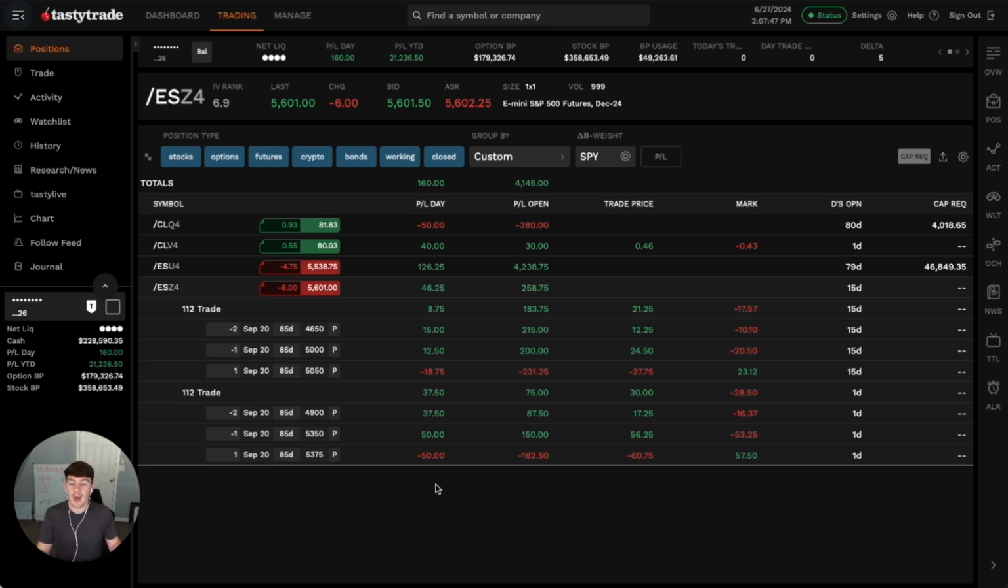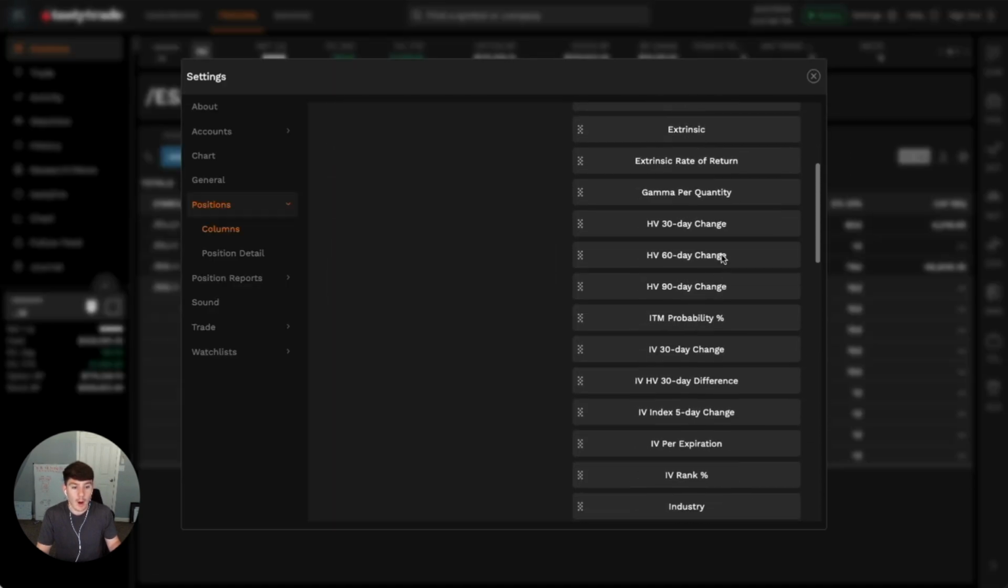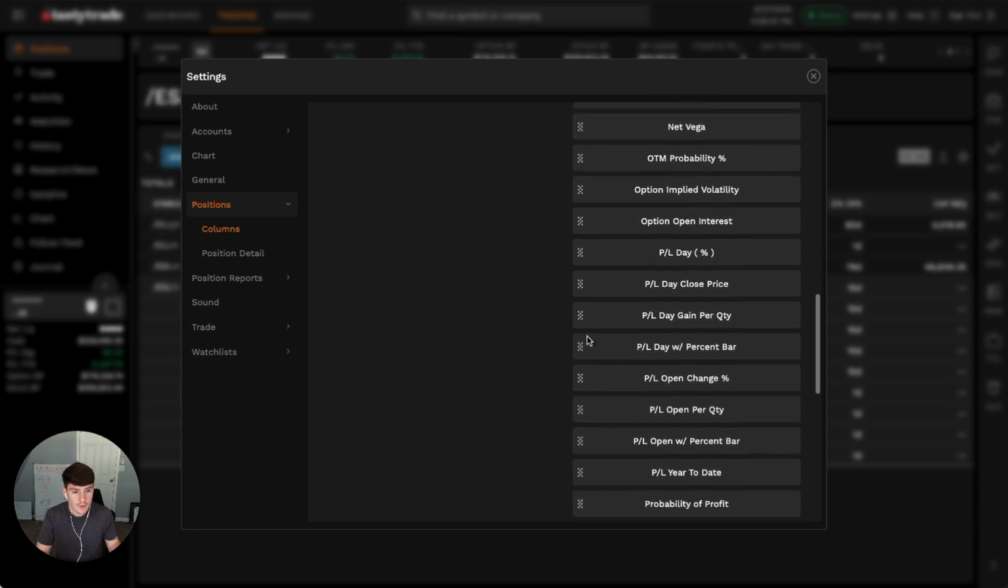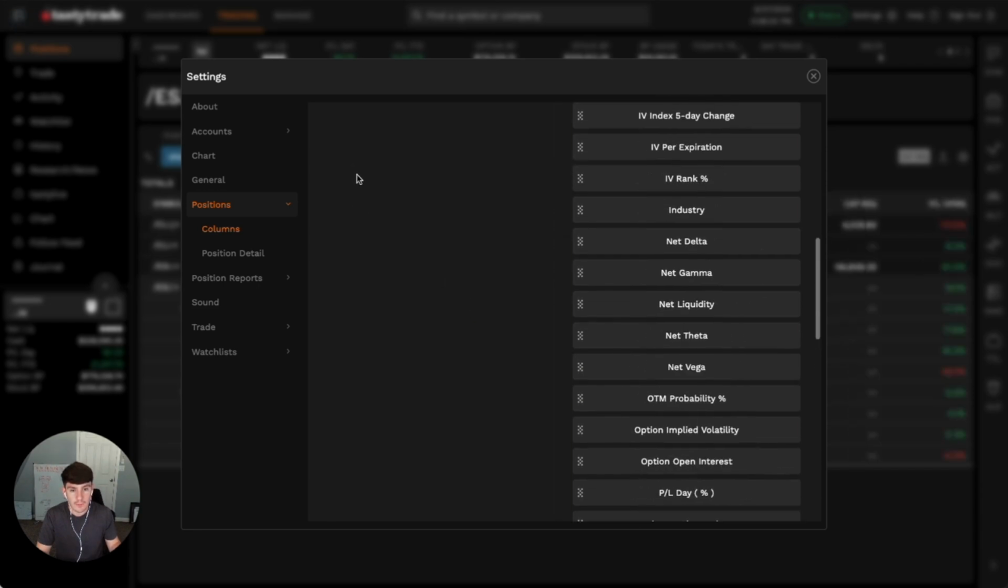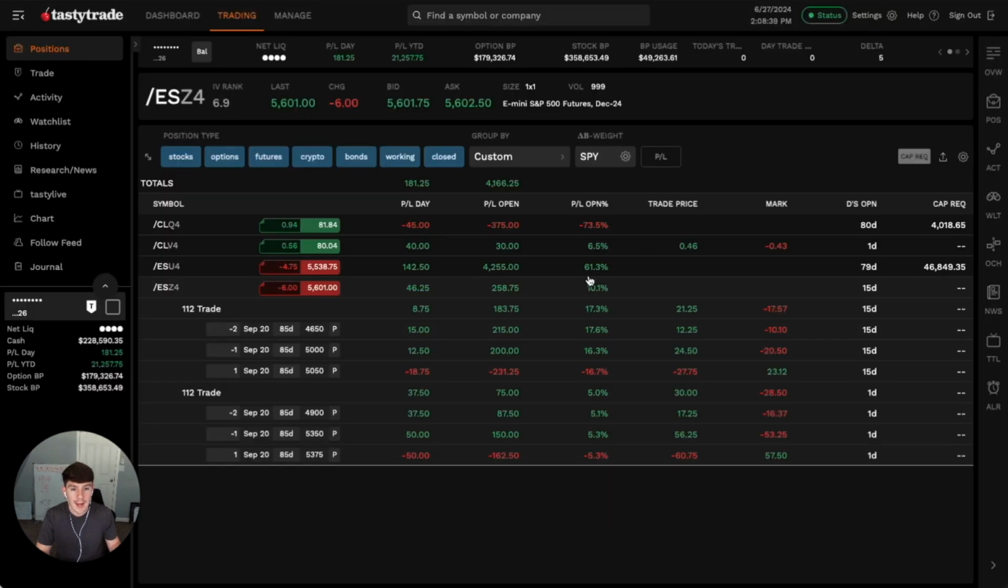Why do we want to do that? Well, first off, it's visually just easier to see. Also, it tells us what our profit and loss is on this. And not only that, but if we come in here to the settings, we can also see our profit and loss percentage. Let's do this. So P&L open change percentage is what we'll do right here. And now we can see the percentage returns for each of these trades.